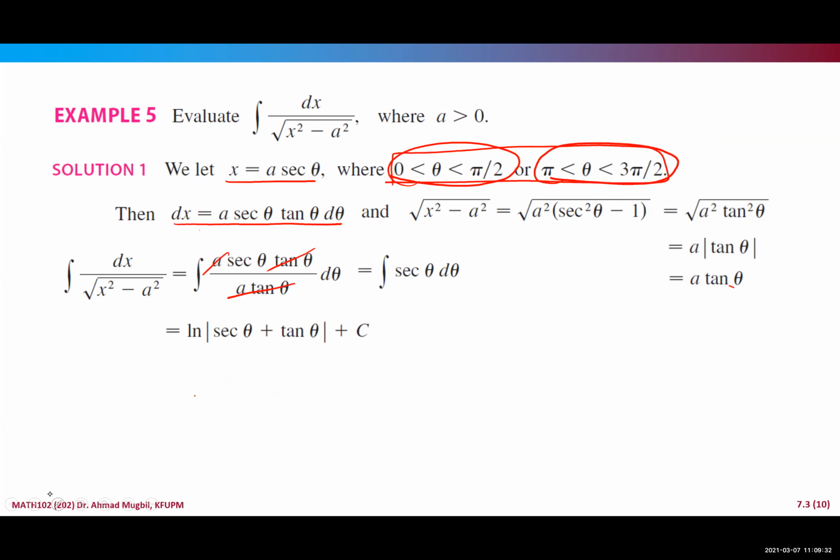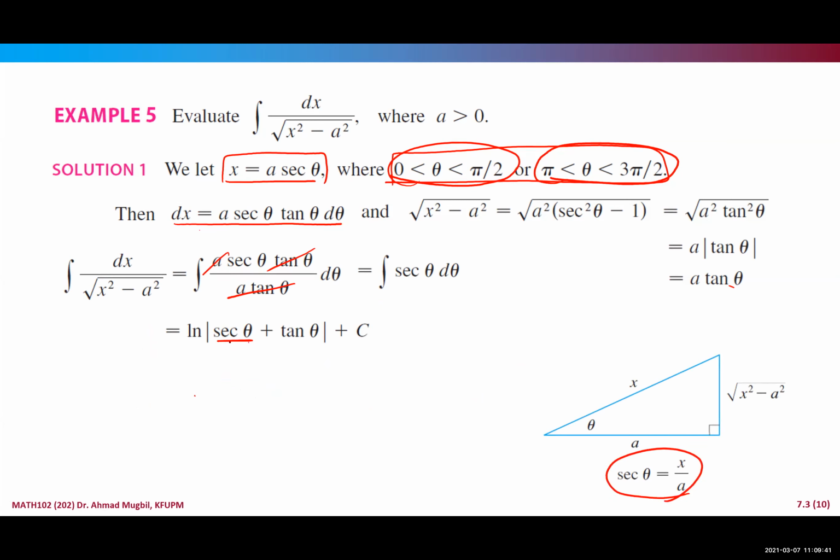Now it is about how to substitute back. For this part, it is easy from here. Secant theta is what? Secant theta is x over a. So this one will be x over a. The question is, what is tan theta? Tan theta, you can find it from the triangle. Since secant theta is x over a, it is the hypotenuse over the adjacent. By the Pythagorean theorem, this will be the square root of x squared minus a squared. Tangent theta will be the opposite over the adjacent, so it will be the radical over a.